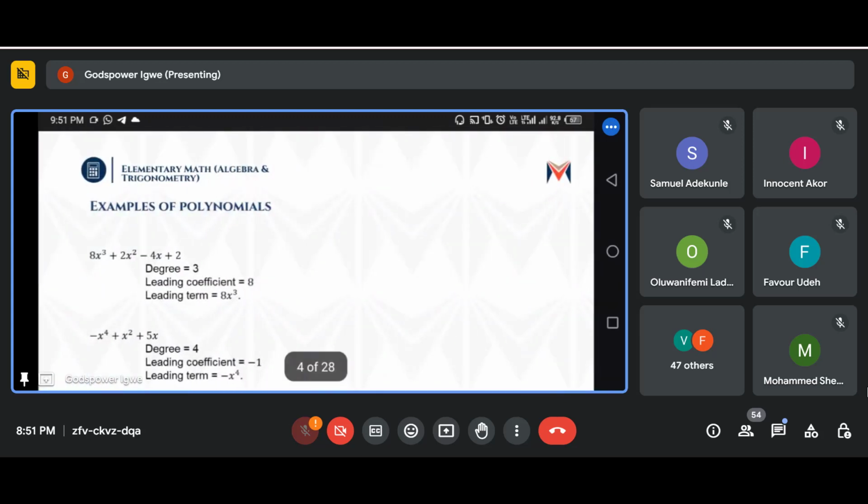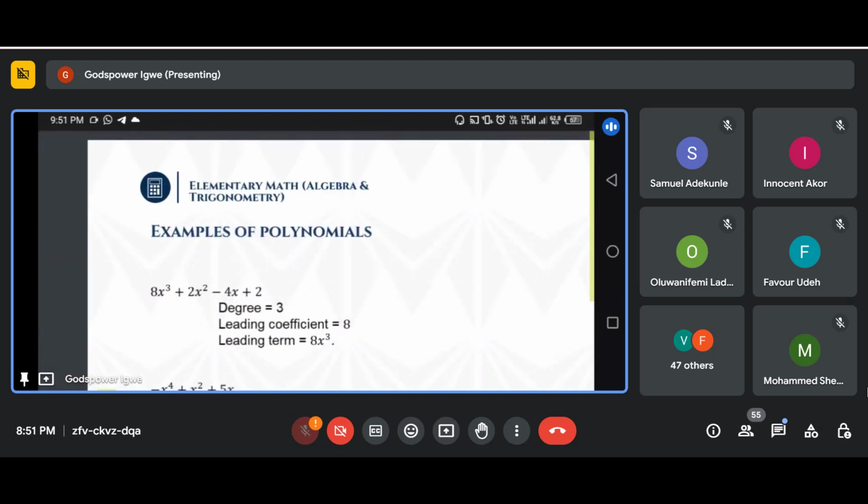So that's just that. Examples of polynomials. So we have x squared, and 8x cubed plus 2x squared minus 4x plus 2. This is a degree 3 polynomial. The leading coefficient is 8, and the leading term is 8x cubed.